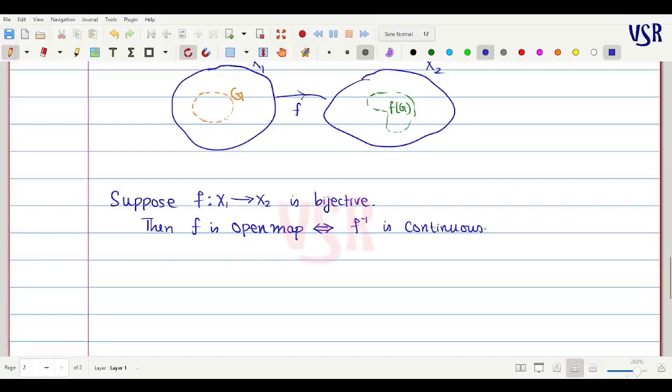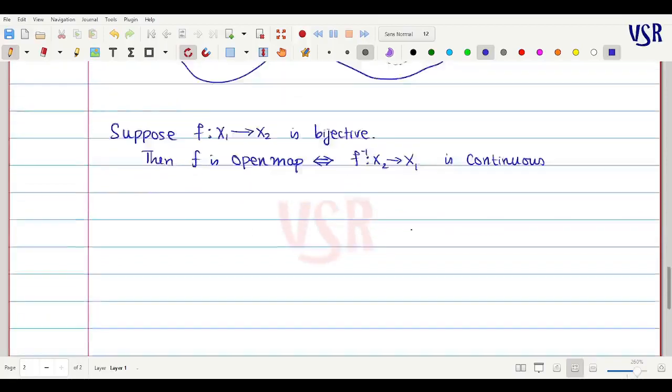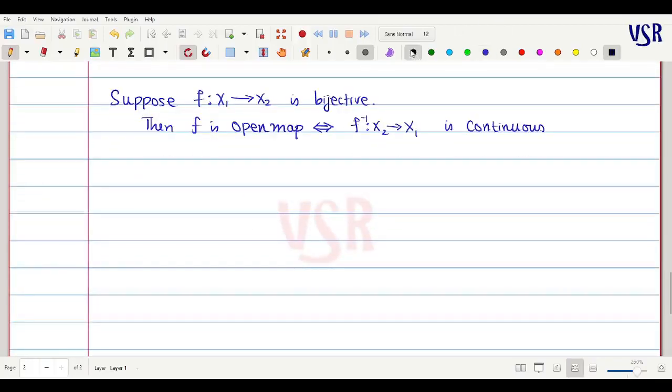These two are equivalent conditions, I am saying. Where f inverse is a function from X2 to X1. So this function will become a continuous function. F is open map implies f inverse is continuous. Shall we prove this? So we'll go for a proof.